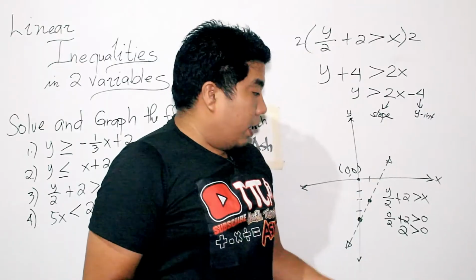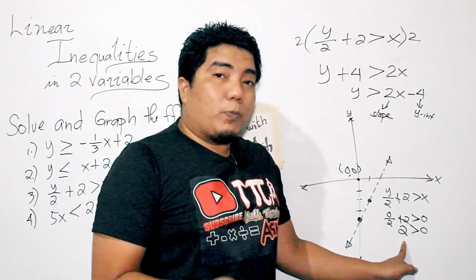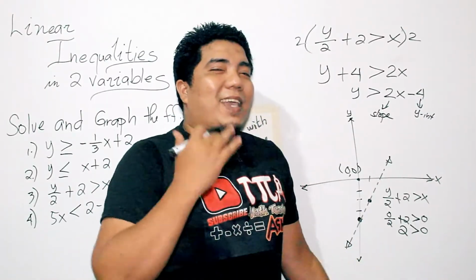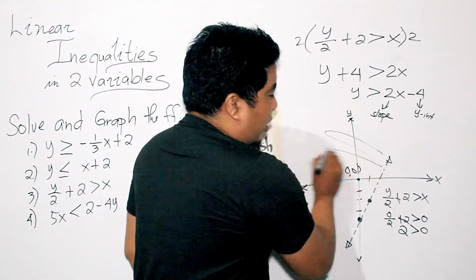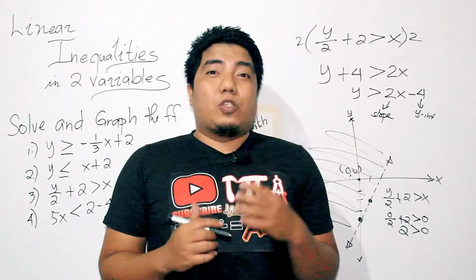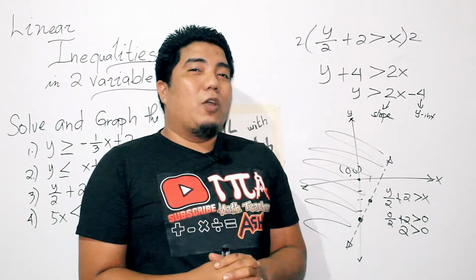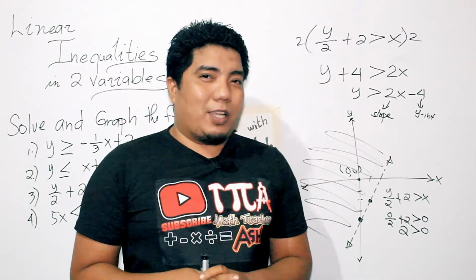Now, question is the statement true? 2 is greater than 0. Yes, it is true. Therefore, our origin is part of the solution, so we will shade on the upper part. So this is the shaded region or the solution of our linear inequality.